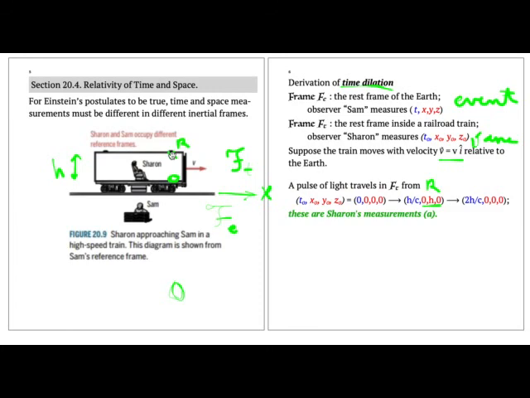Now, how long will it take for the pulse of light to go from this source to the receiver? Well, it'll be the distance divided by the speed of light. So it'll be h divided by c. So the time when it's received here will be h divided by c.